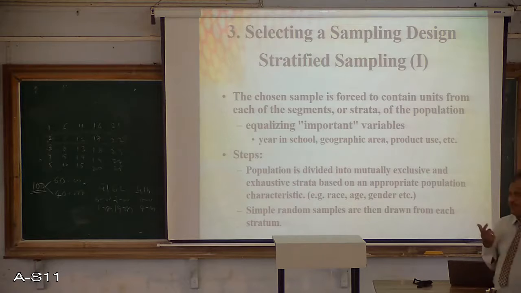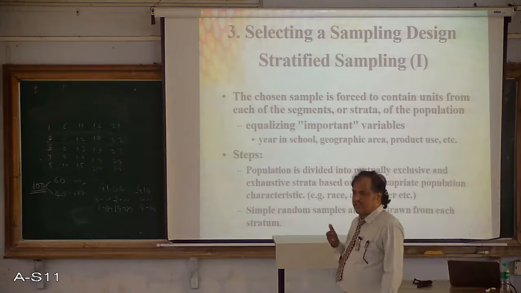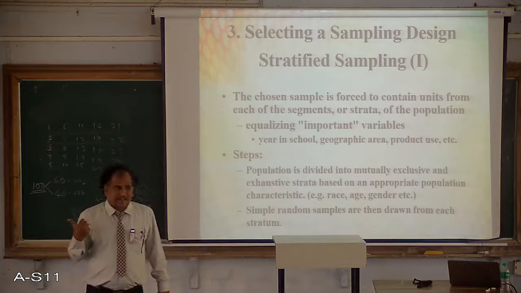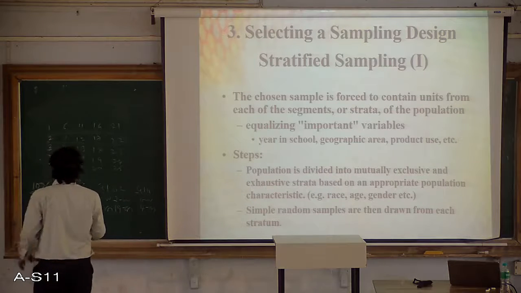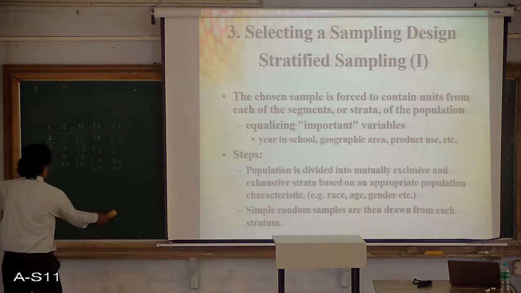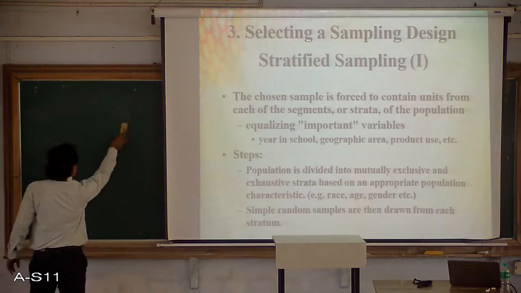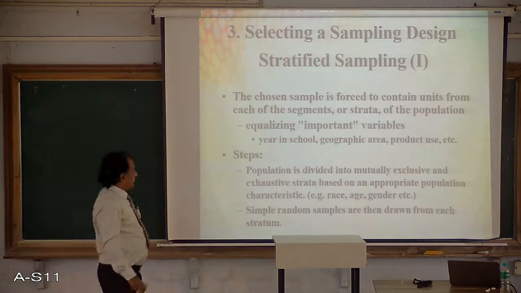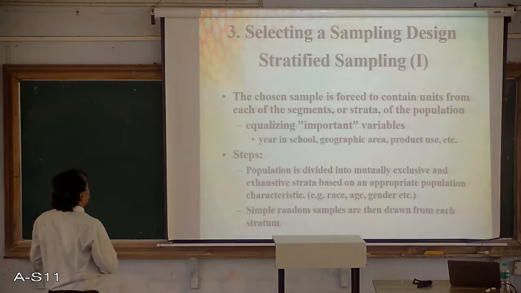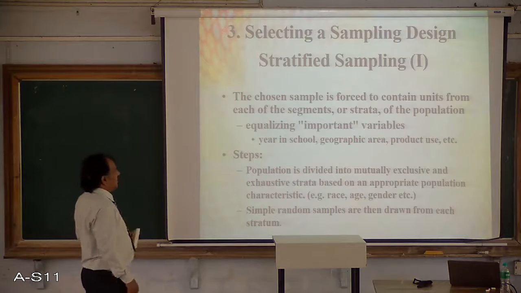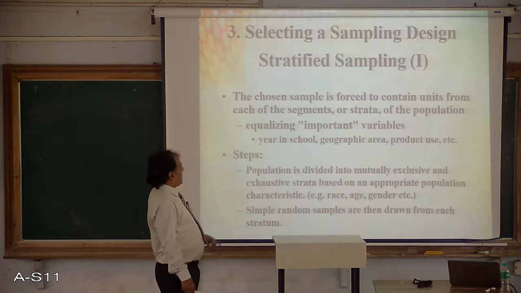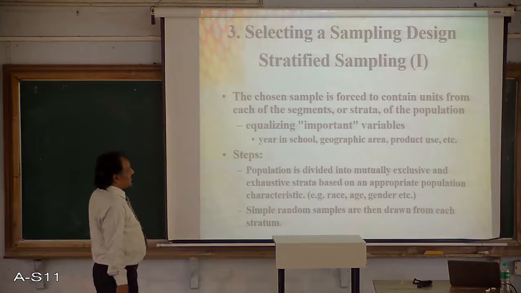If they fulfill that common characteristic, then only that student will be included in the particular stratum. So suppose you take 25 students, based on the proportion you are going to make strata, and you are going to follow the steps. That is, in stratified sampling, the chosen sample is forced to contain units from each of the segments or strata of the population, equalizing important variables.